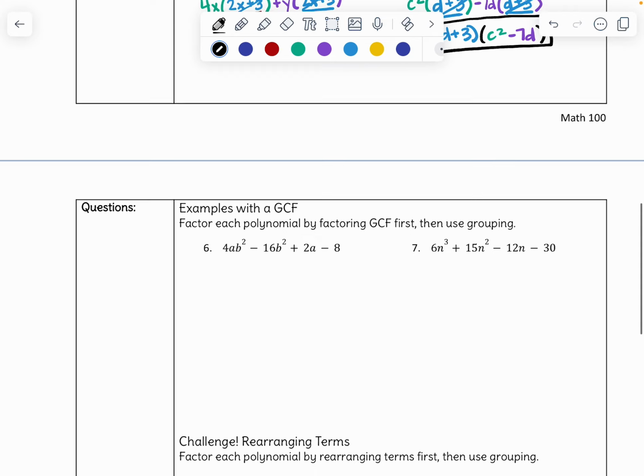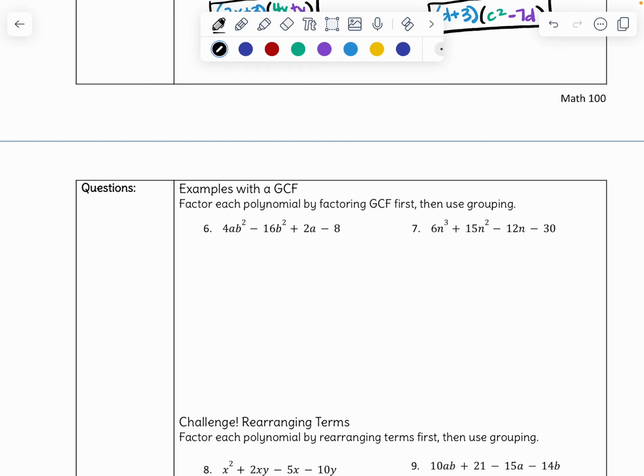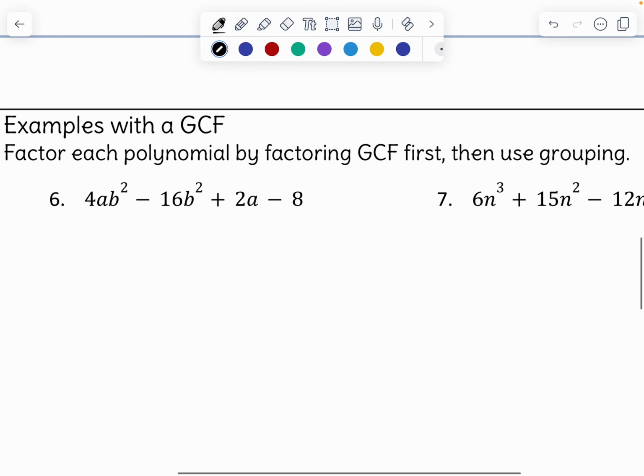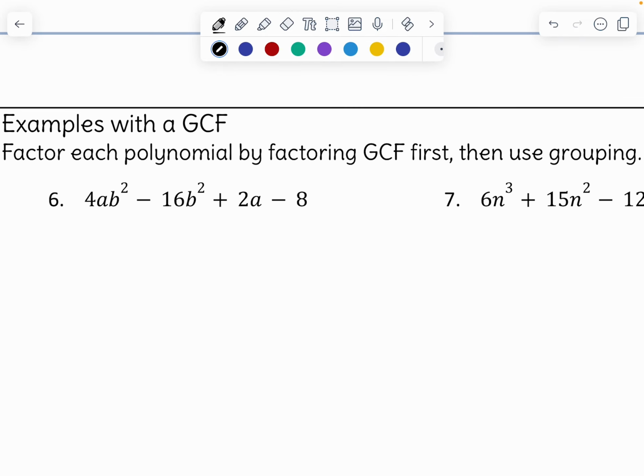Okay, let's look at some examples that do have a greatest common factor, so you see what we need to do with that when we factor it out in the beginning. So looking at number 6, 4, negative 16, 2, and negative 8 all have a greatest common factor of 2. I can divide all of those by 2 evenly. So I'm going to factor out 2 from each term. Move 2 to the outside of the parentheses and divide.